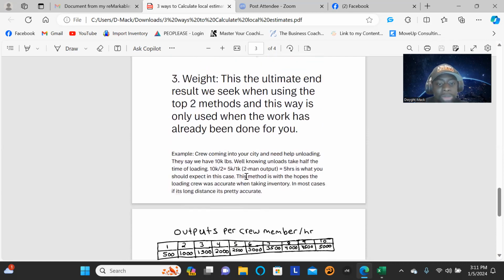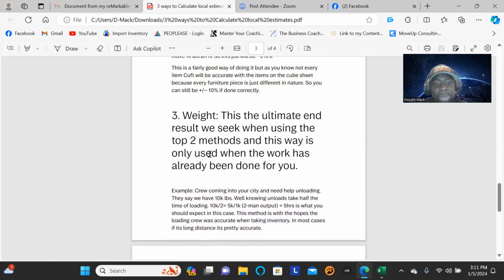So just before I go to the output section, an example of the weight section is a crew coming into your city and needing help unloading. They say they have 10K pounds. Well, an unload takes half the time. So we're going to divide the 10K by 2, which equals 5,000 pounds, and then divide that by 1,000 pounds because of the 2-man output. It's going to come out to about 5 hours, which is what you should expect in this case.